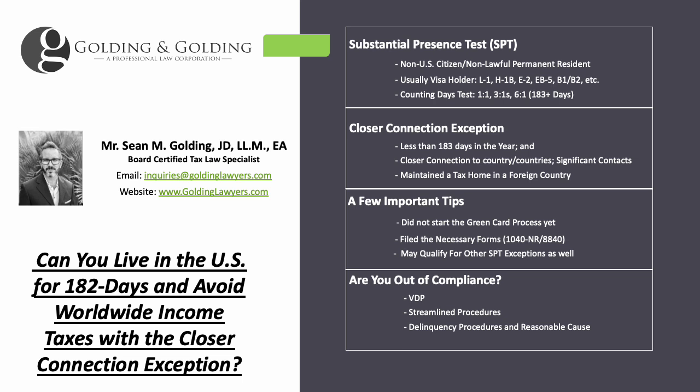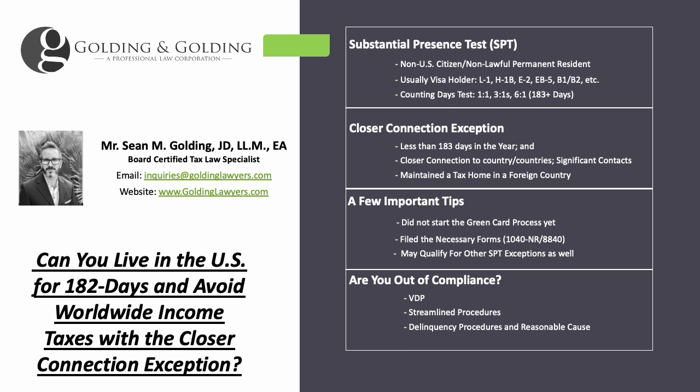However, if you can show that you meet the closer connection exception, then you won't be taxed on your worldwide income. You'll only be taxed on your U.S. sourced income. And there are some few requirements. The 2 main requirements are that you're in the United States for less than 183 days in the current year, right? Less than half the year, essentially. And you have a closer connection to a foreign country or foreign countries.